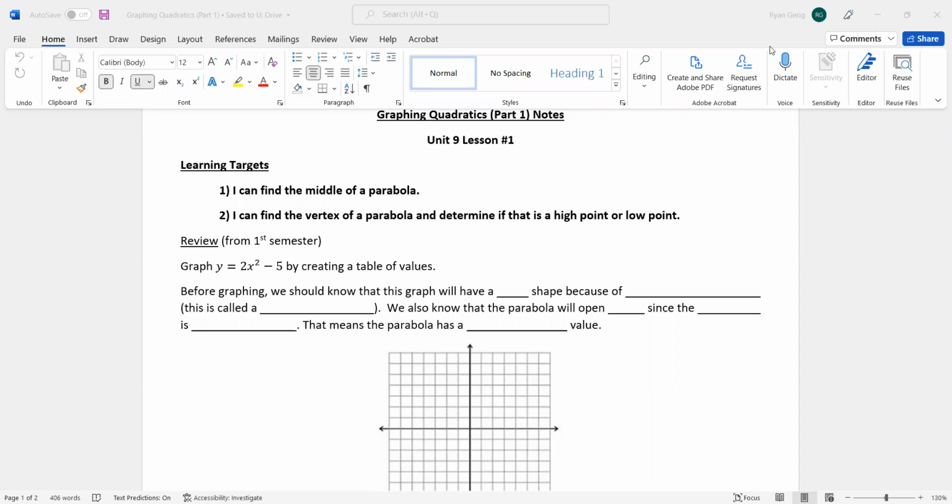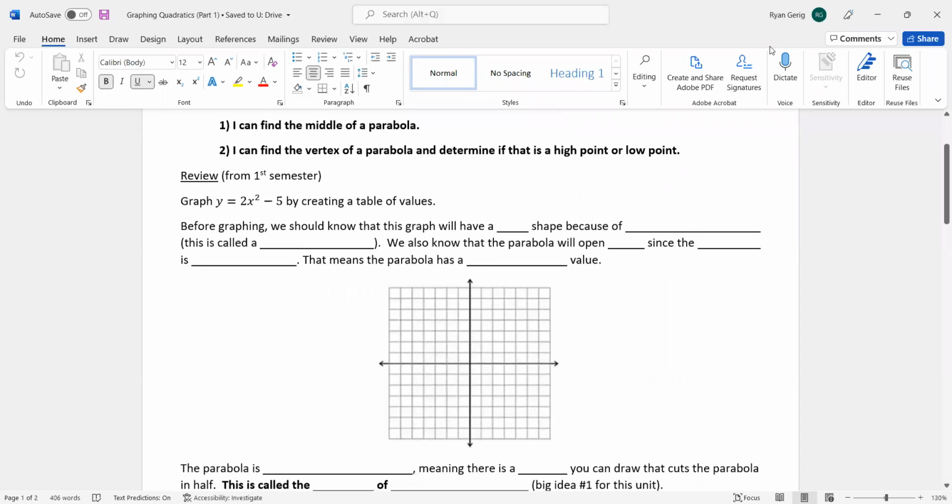So learning targets are, I can find the middle of a parabola and I can find the vertex of a parabola and determine if that is a high point or low point. All right, so this first problem here is actually from first semester. It says graph that function by creating a table of values and then graphing. Before graphing, you might remember this. I don't know, depending on who your teacher was. I know I taught this.